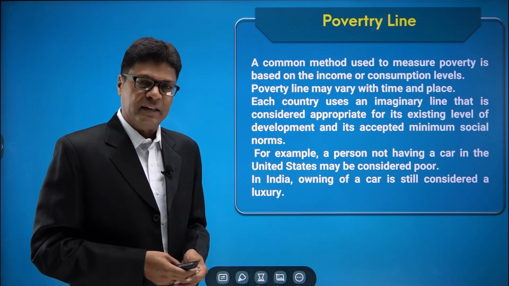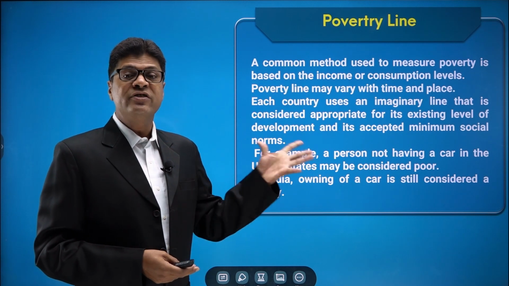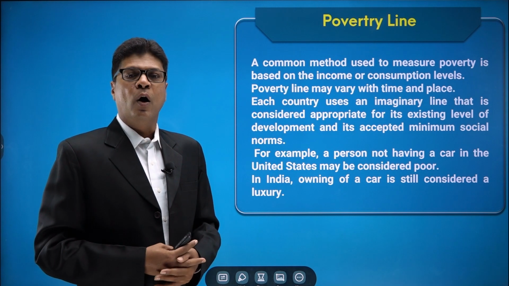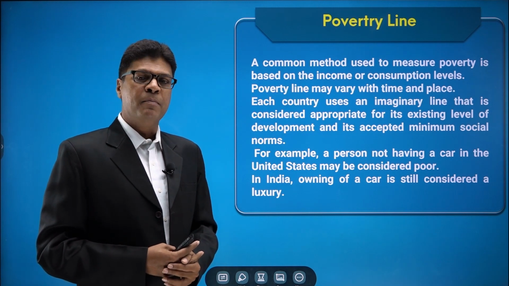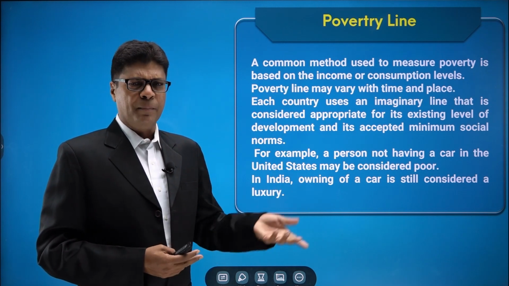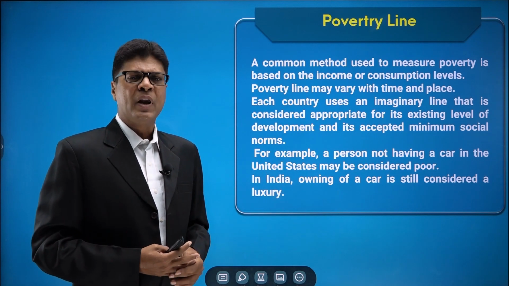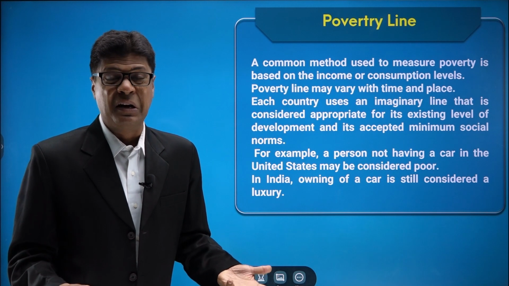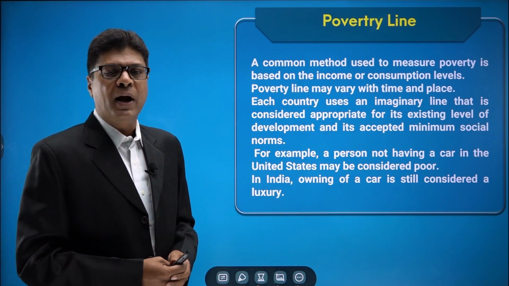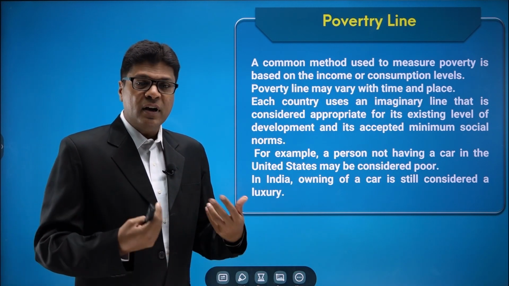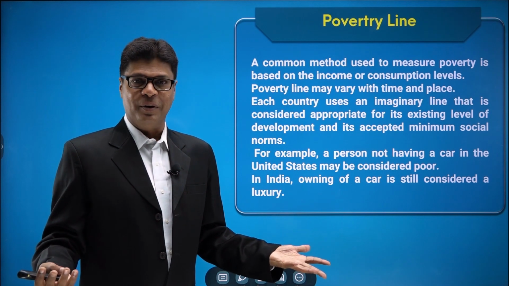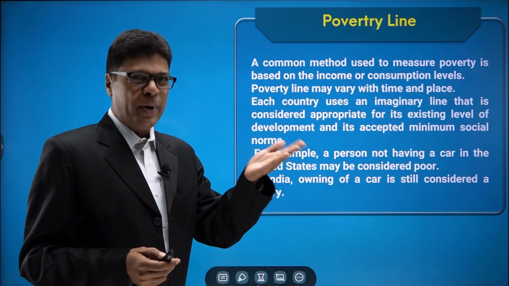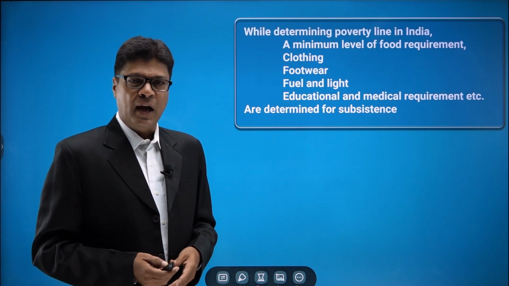Place means country generally. Each country uses an imaginary line that is considered appropriate for its existing level of development and accepted minimum social norms. For example, it's a very beautiful example here. A person not having a car in United States is considered poor. गरीब आदमी, इसके पास तो कार भी नहीं है. But in India, still owning a car means it's a luxury item. Wow, उसके पास कार है. Wow, he's a rich man. So it depends on country to country about the income.